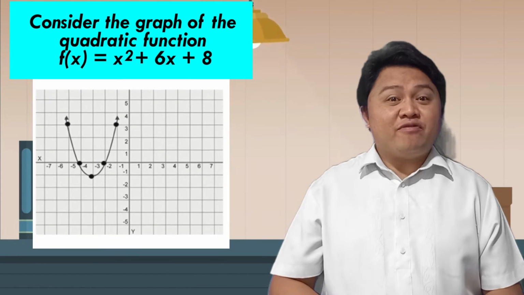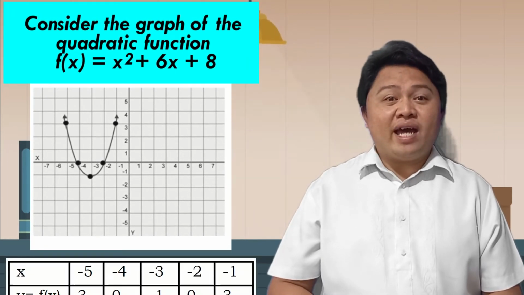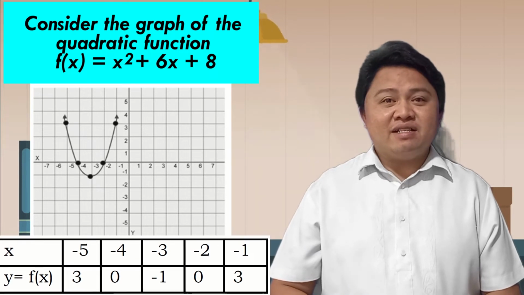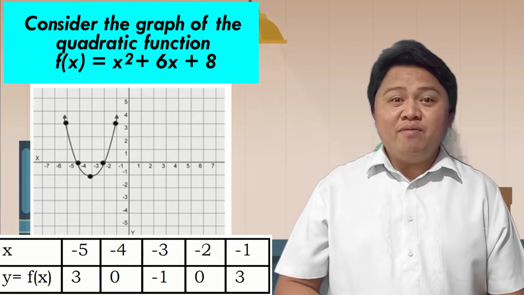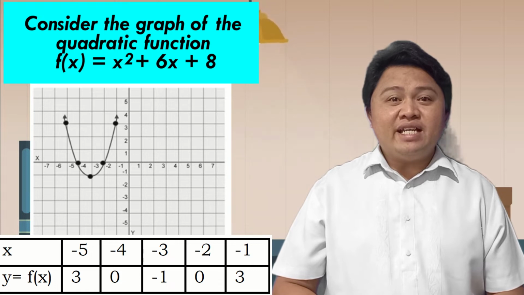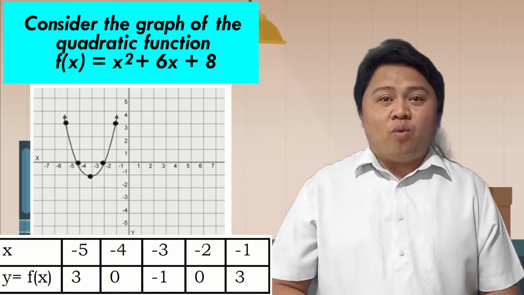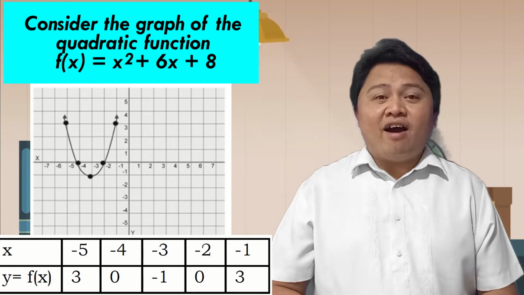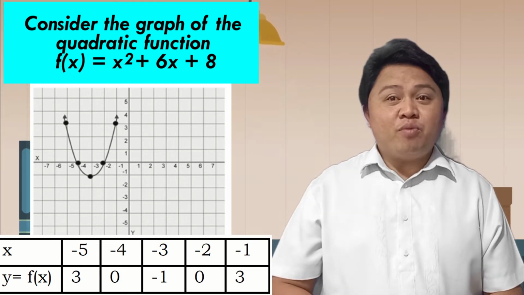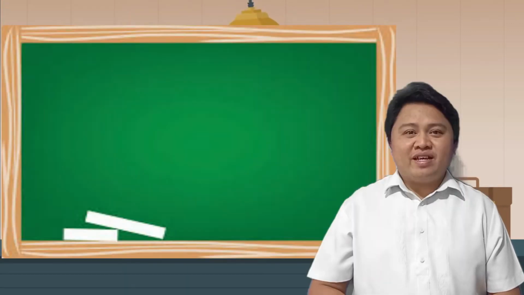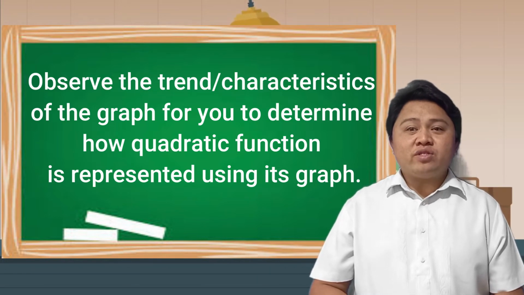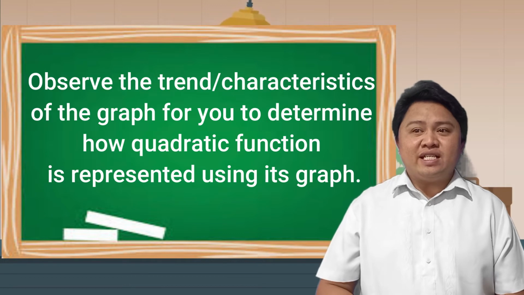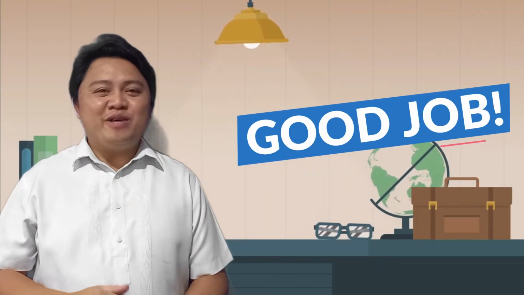And for the fourth example, consider the graph of the quadratic function f of x equals x squared plus 6x plus 8 and given the table of values where the values of x are negative 5, negative 4, negative 3, negative 2, and negative 1, while the values of y or f of x are 3, 0, negative 1, 0, and 3. Observe the trend or the characteristics of the graph for you to determine how a quadratic function is represented using its graph. Good job, guys! You are all amazing.